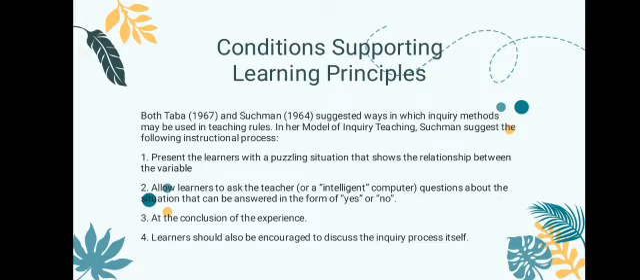Number 2, allow learners to ask the teacher or an intelligent computer questions about the situation that can be answered in the form of yes or no. Number 3, at the conclusion of the experience, and the last one, learners should also be encouraged to discuss the inquiry process itself.